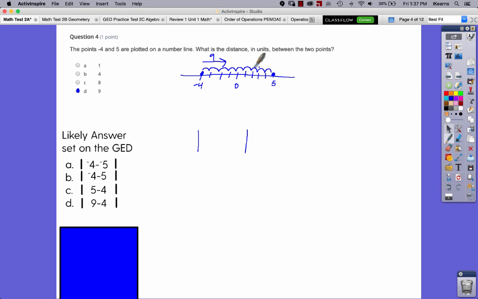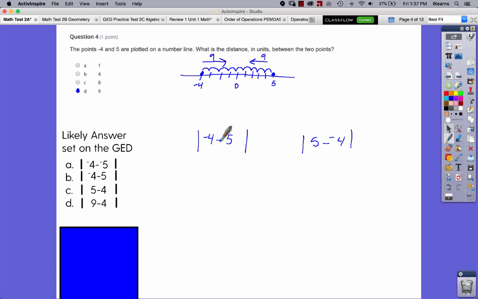If I count in this direction, guess what? The answer is also 9. So whether you do -4 minus 5, or you do, let me do it over here, 5 minus a -4, you're going to get the same answer. So watch this. These are absolute value signs, okay?